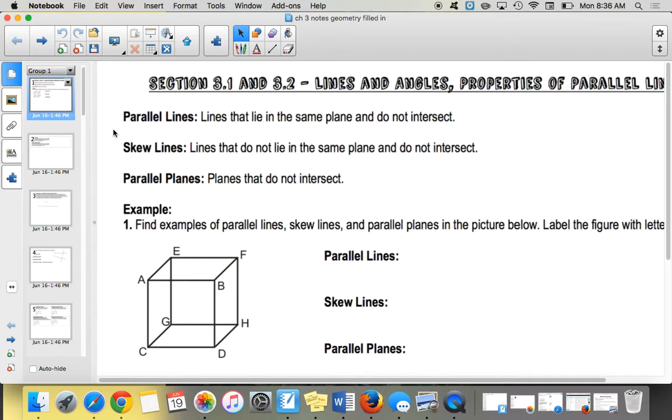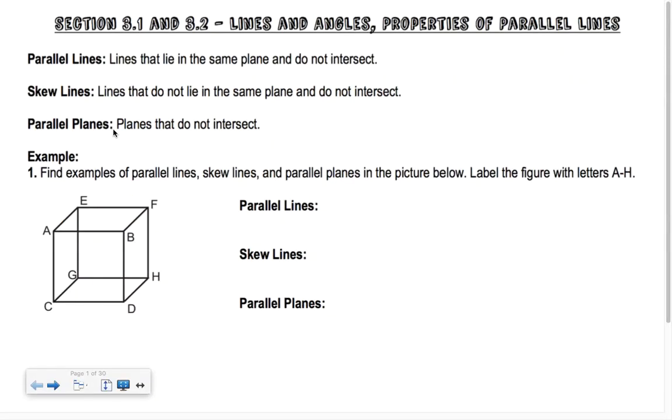Section 3.1 and 3.2, I have these combined. So we're going to do lines and angles, properties of parallel lines.